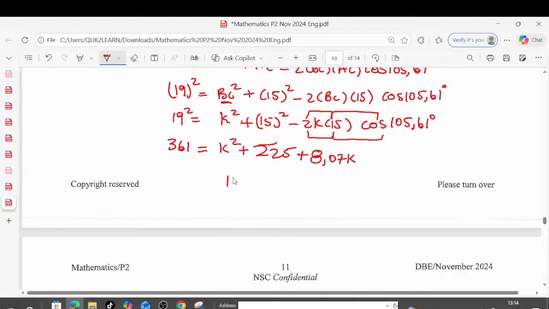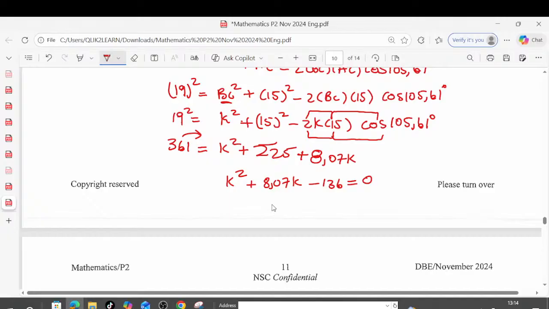So this will just be K squared, and then the 361 comes to the other side to be negative. So this will be plus 8.07K. Then I need to subtract 361 from 225. This gives us negative 136, and this is just 0. I don't know how to factorize this.